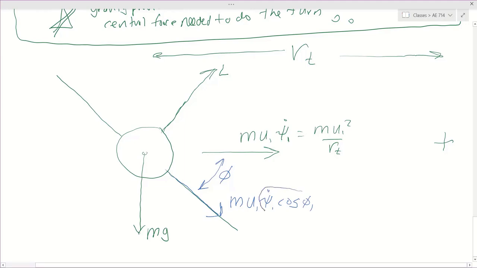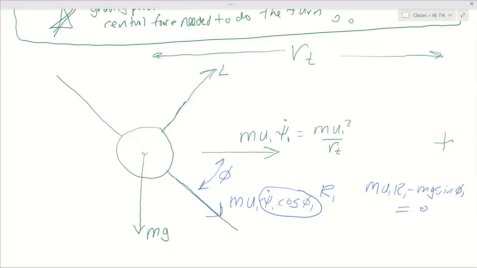But going back to the kinematic equations, that's R1. And that's the term that shows up in the side force equation, where we had mu1 R1 minus mg sine of phi equal to 0. That was the coordinated turn condition.